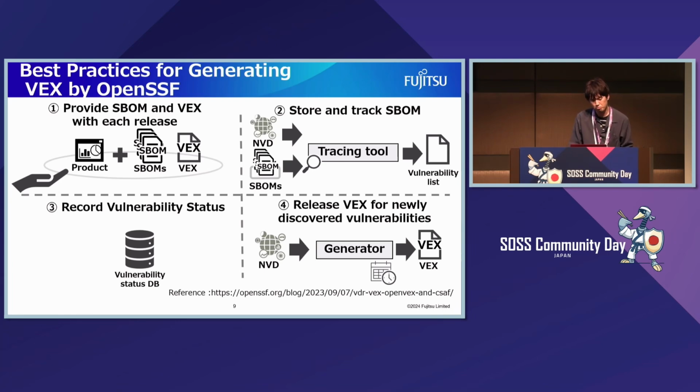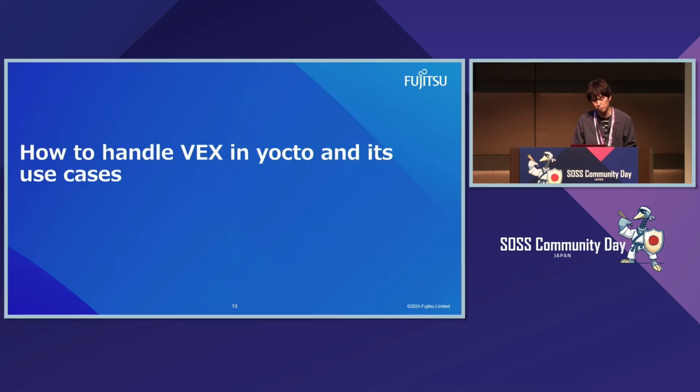First, when releasing a product, also release the SBOM and VEX. Second, store the SBOM and use a tracing tool to get vulnerability information. Third, store the status information of the vulnerabilities. Fourth, generate a VEX each time new vulnerability information is disclosed. The important point here is that the thinking of releasing the VEX is different from the product and SBOM. Next, I'll show you how to use Yocto to do the best practices I just talked about.